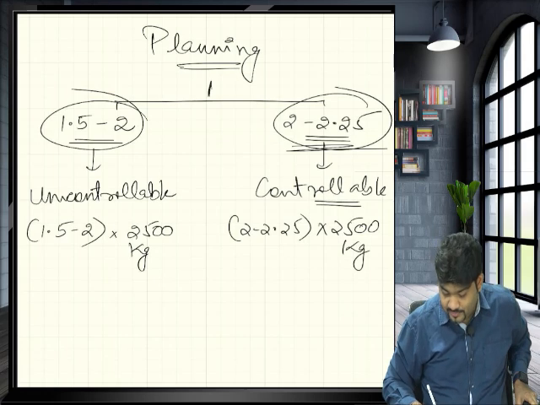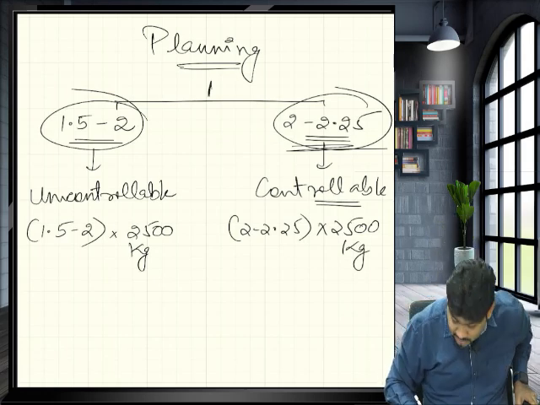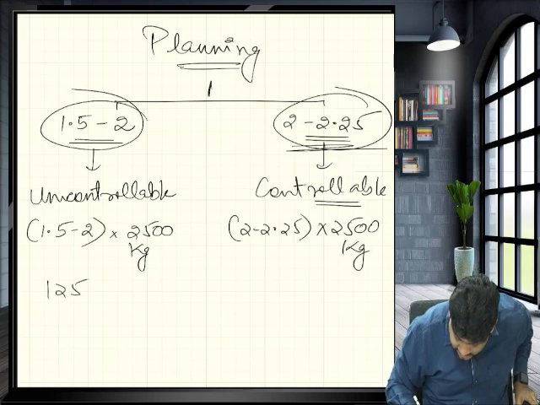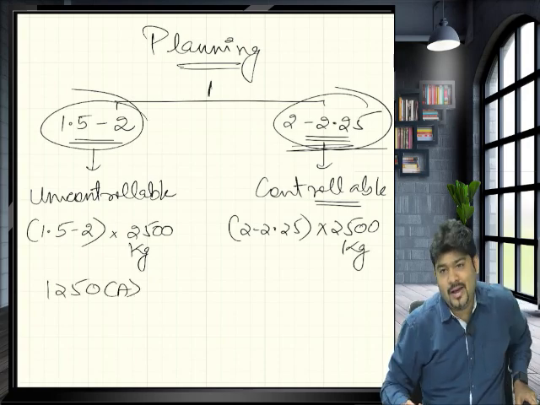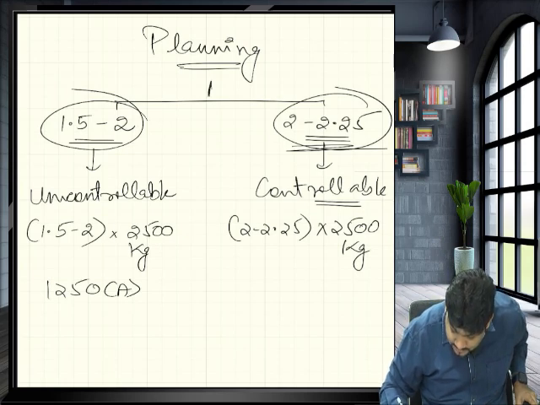Tell me, 1.5 minus 2 into 2500 kg will be 1250. Good or bad? Because things have gone bad for us. But a controllable aspect is how much? Tell me.